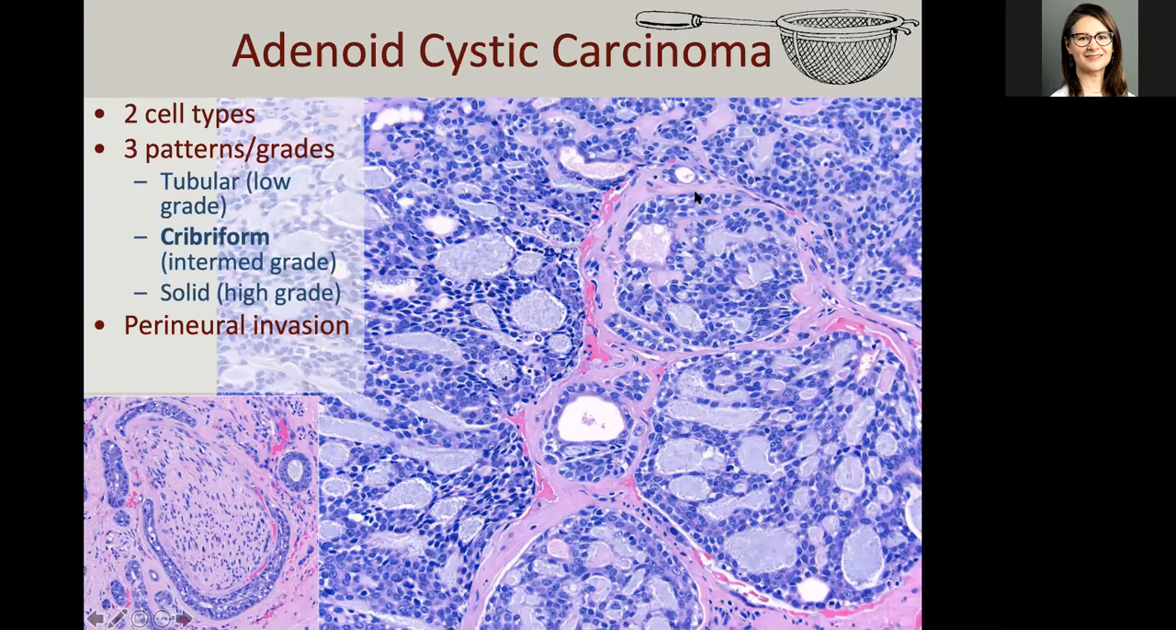The characteristic morphologic pattern of adenoid cystic is this sieve-like, or Swiss cheese-like pattern, so-called cribriform, meaning these sort of punched out holes in the background of these islands of tumor cells. We grade adenoid cystic based on, is it more of a tubular pattern, is it more of a cribriform pattern, or is it more of a solid pattern? And here on the bottom left, just showing you perineural invasion, which is present in all histologic grades.